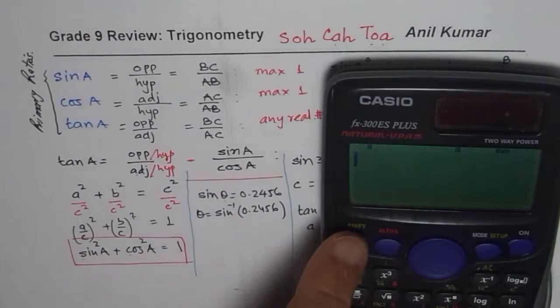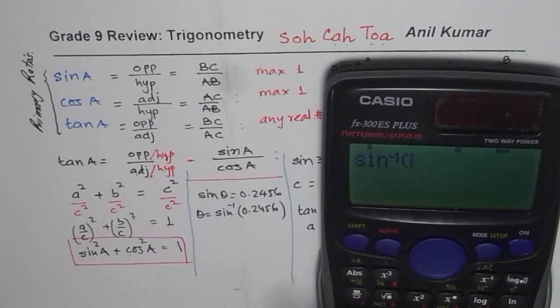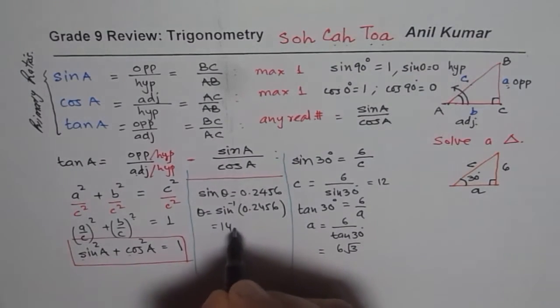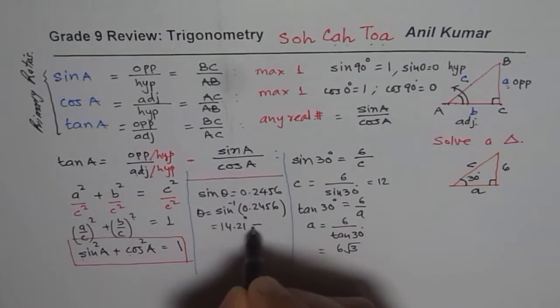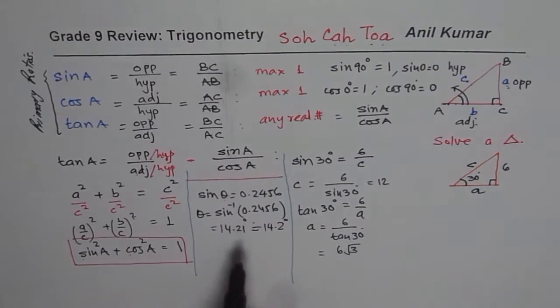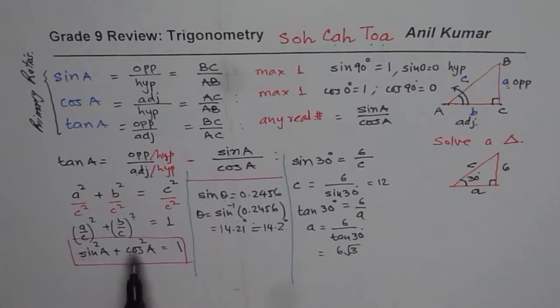How to use it? Sine inverse is normally the shift operation. Sine inverse, you can see it. So you can now type in 0.2456 within brackets, equals 14.21. So we get theta as 14.21 degrees, which you can round to 14.2 degrees. So that is the way to find the angle once you know the ratio, correct? So you can find the ratio from the angle.